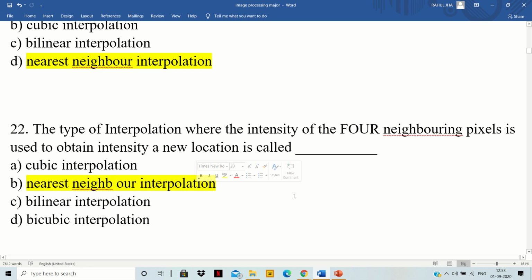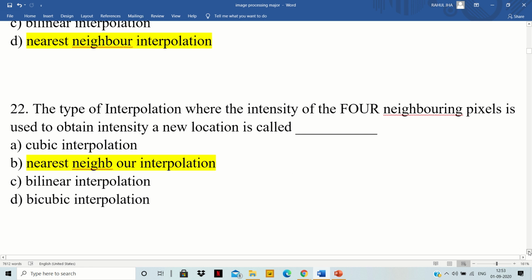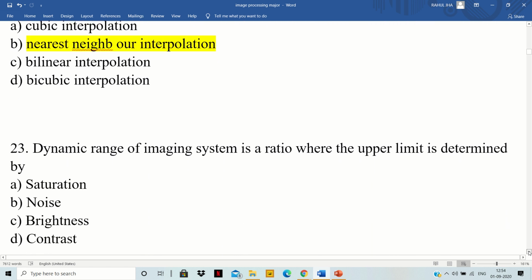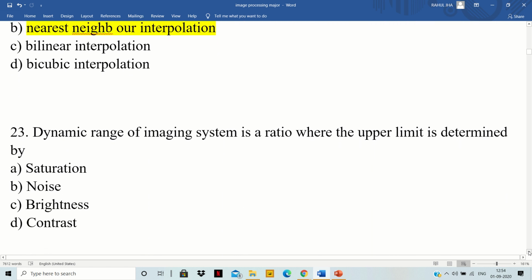Cubic interpolation, bilinear interpolation, bicubic interpolation, these are the wrong answers. Next question. Dynamic range of imaging system is a ratio where the upper limit is determined by: A saturation, B noise, C brightness, and D contrast.